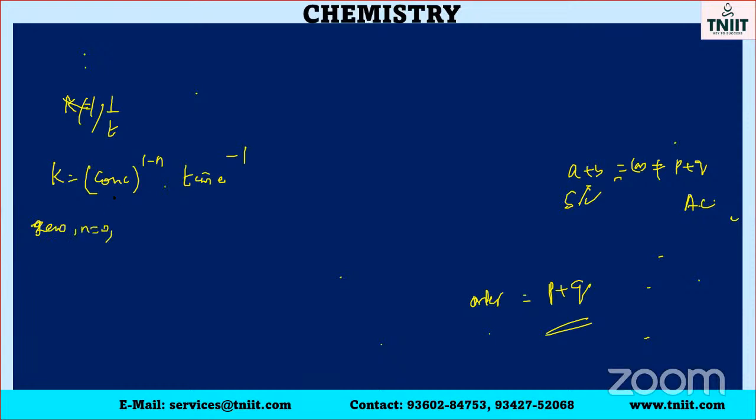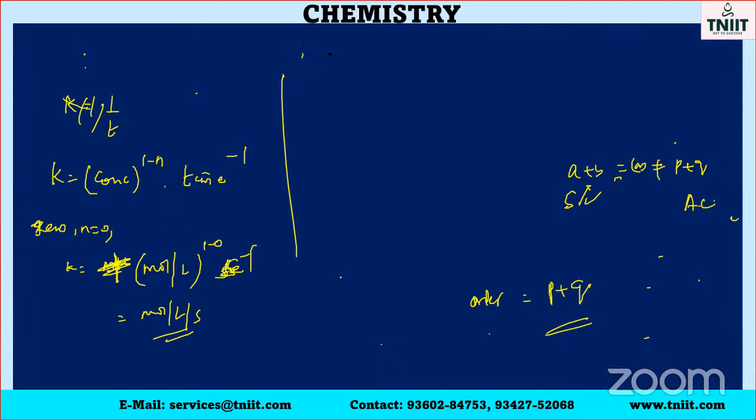The concentration is generally in mole per liter. So K will be mole per liter to the power 1 minus 0, per time. Time is normally in seconds, S. So it will be mole per liter per second. This will be the unit for a zero order reaction.